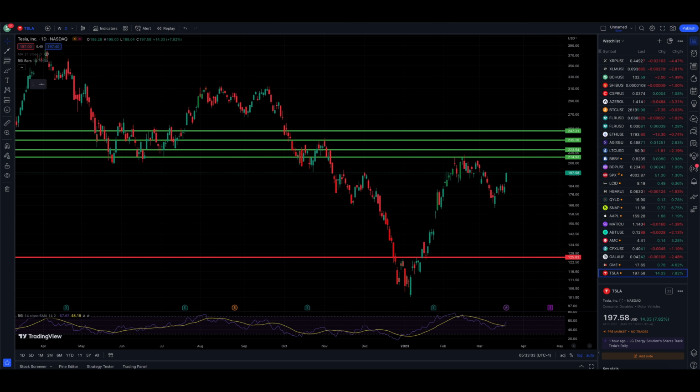Tesla, big day yesterday, up 7.82%. Big gap up and probably a gap and go here, up $14.33. Couple things we want to talk about here.